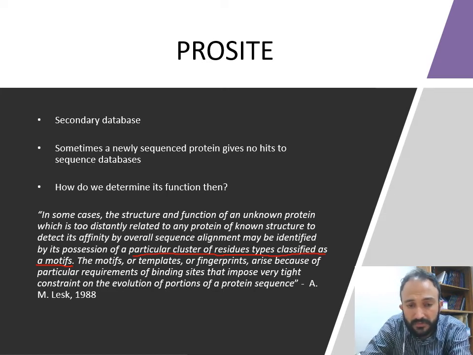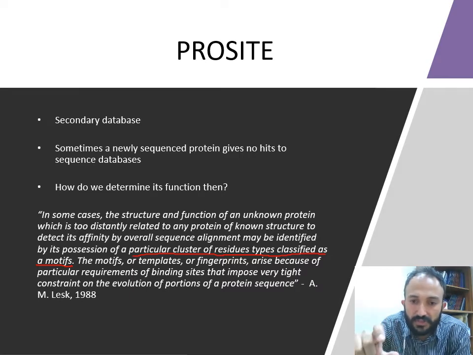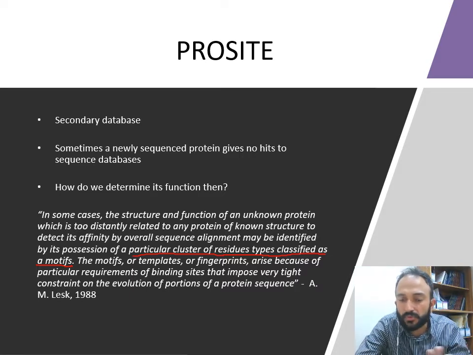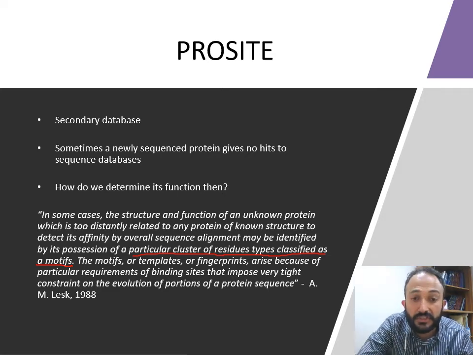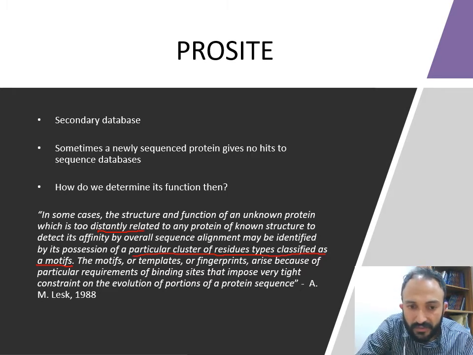And how do these motifs remain intact or do not change, or change only at a very small level? As you can read here, these motifs arise because of particular requirements of binding sites that impose very tight constraints on the evolution of a portion of a protein sequence. It means that this particular region, the small part that is the motif, is functionally so important that evolution does not change that part, and in the future that portion of the protein sequence remains very important, so there is no mutation or change. So even sequences which are too distantly related and were not identified by overall alignment can be identified as functionally relevant if we find this site that is called a motif, right? So I think it's clear.